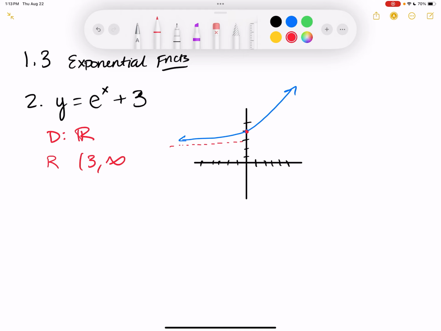But you also have to think if this was a graph that was shifted right or left, then it's going to be a little different. But if you keep plugging in numbers like negative 500, it's going to just be really close to 3. Yeah. Which is why it's like that.